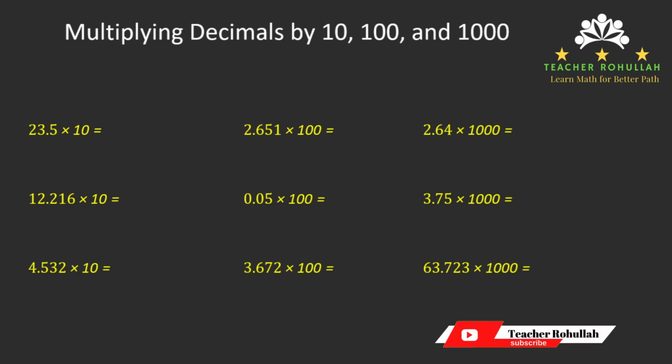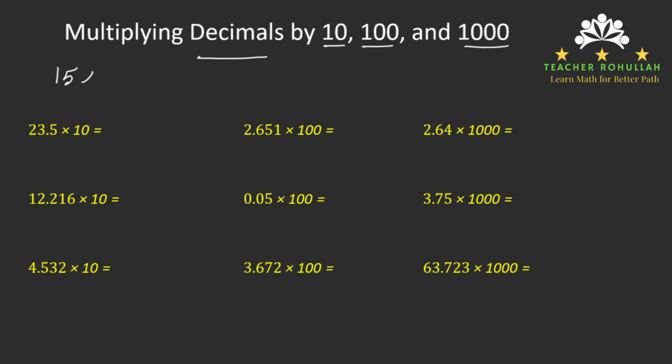In this video, we are going to discuss multiplying decimals by 10, 100, and 1000. From the previous lessons, we know that when we multiply whole numbers by 10, 100, and 1000, we just add zeros to the number. For example, if we multiply 15 by 10, we write 15 itself and add 1 zero to it, and the answer we get is 150.